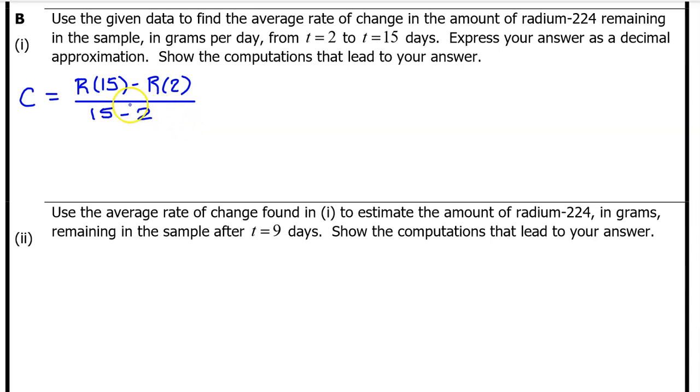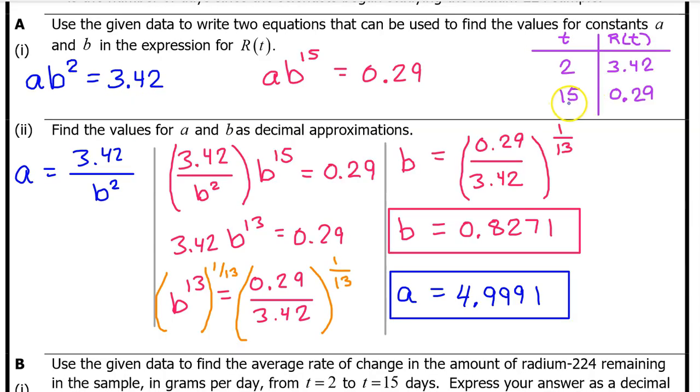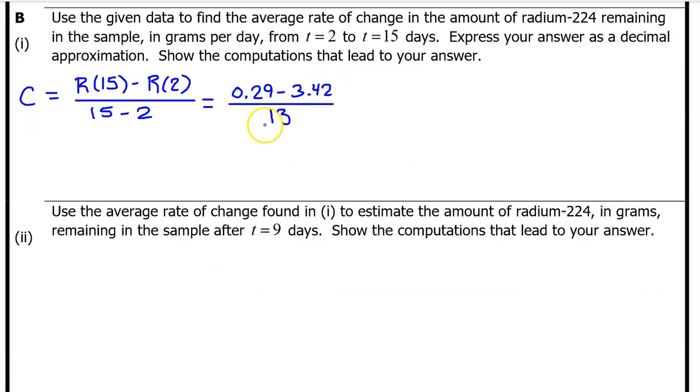In Unit 1, we learned that the average rate of change of R of t on the interval from 2 to 15 will be given by R at 15 minus R at 2 divided by 15 minus 2. We know that R at 15 is 0.29 and R at 2 is 3.42. So let's substitute these values in. The average rate of change will be given by this expression. Let's type this into the calculator to find the decimal approximation.